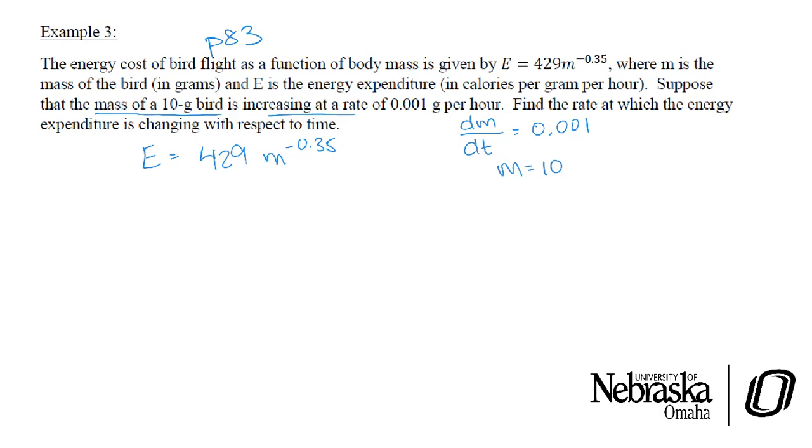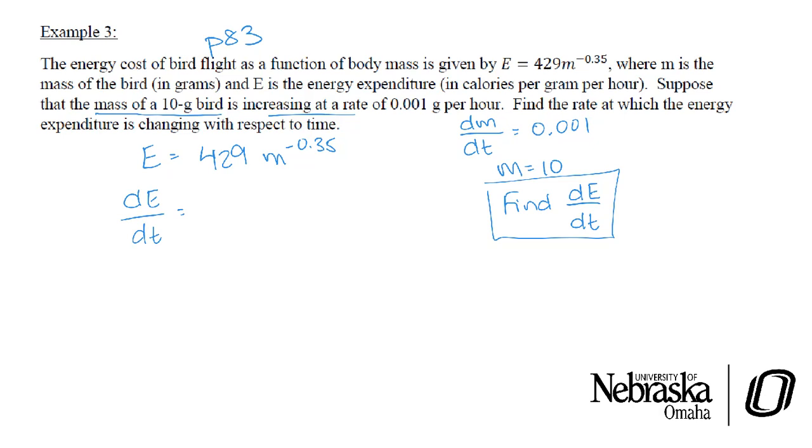Okay, so that's the two pieces of information that we have to derive from the given information. So find the rate at which the energy is changing with respect to time. In other words, we are trying to find the change in energy with respect to time. That's what we're looking for, dE/dt. So we would differentiate both sides of this equation with respect to time.